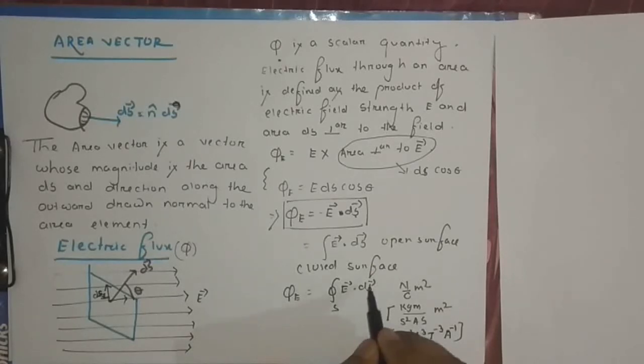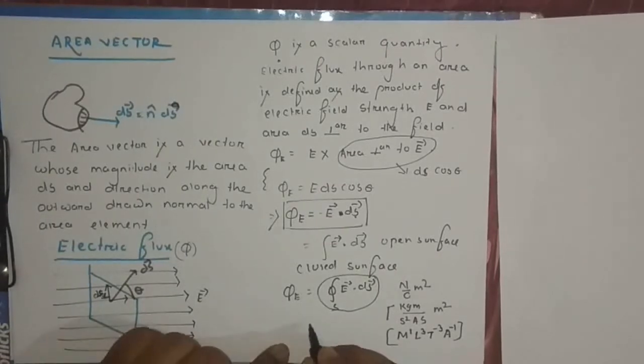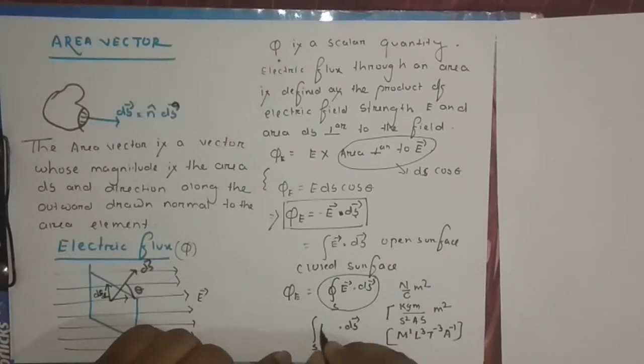Now, how to read these things? Let us read it once. This is a surface integral. The integral of E dot ds is the surface integral of the electric field around a closed surface. Is it clear?